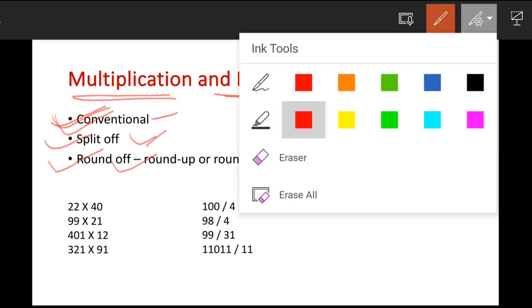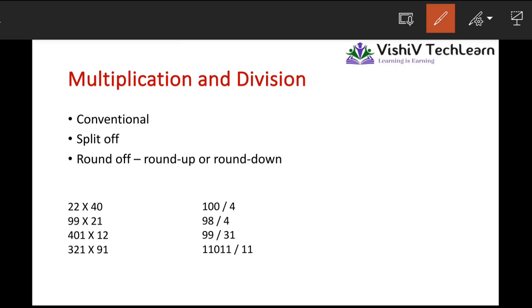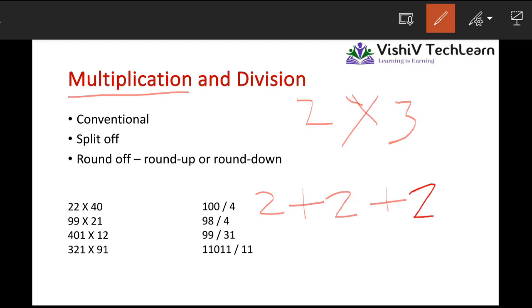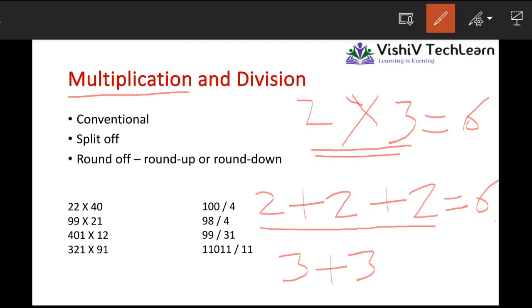Before starting with these shortcut tricks, let's first understand what exactly multiplication means, the basic theory of multiplication. Whenever we are multiplying, let's say 2 into 3, a very simple multiplication, this actually means that we are adding the number 2 three times. So 2 into 3 gives the answer 6, and this also gives the same answer, 6. So 2 into 3 can also be represented as 2 plus 2 plus 2, or as 3 plus 3, which also gives the same answer, 6. So this is the basic of multiplication.